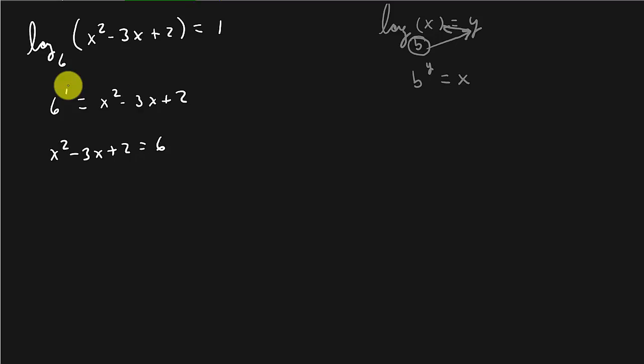And I just wrote all the x terms on the left-hand side. I like to have everything on the left. It's not a big deal if you leave everything on the right. So now we've got a quadratic equation to solve. We're going to subtract 6 from both sides. So that's going to give us x squared minus 3x minus 4 equals 0.